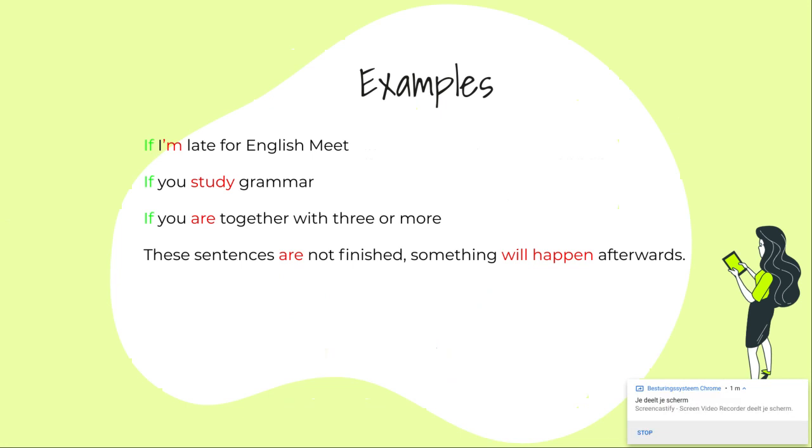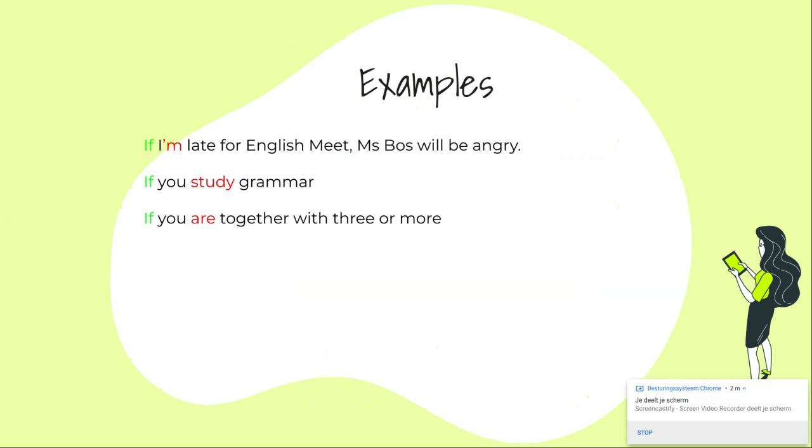If I'm late for English meet, you know something will happen afterwards. So after you're late for English meet. If you study grammar, what will happen? Well, if I'm late for English meet, Ms Bos will be angry. Could be, not sure, but Ms Bos will be angry. I want you to be in time. So if plus present simple, and in the main sentence, Ms Bos will be angry, will plus verb.